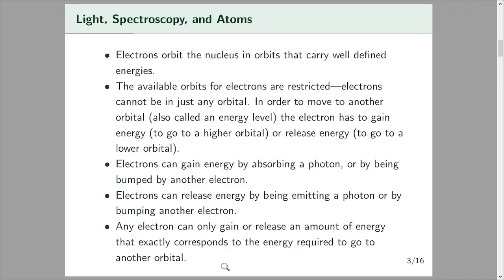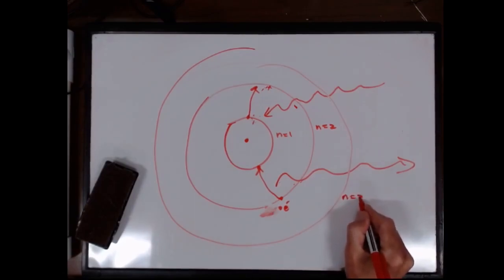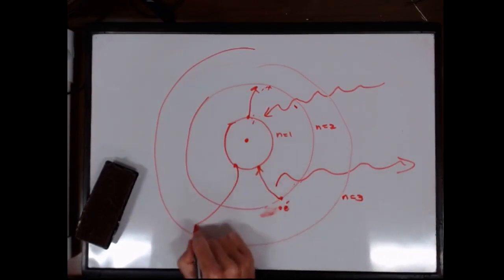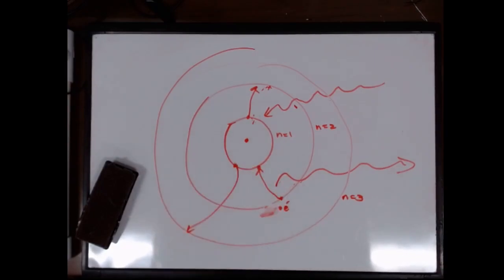By the way, they're not restricted to just jumping to the next one. If I draw an n equals 3 orbital out here, an electron can also jump from the first one to this one, skipping the second one, as long as it gains exactly the difference between these two in energy.